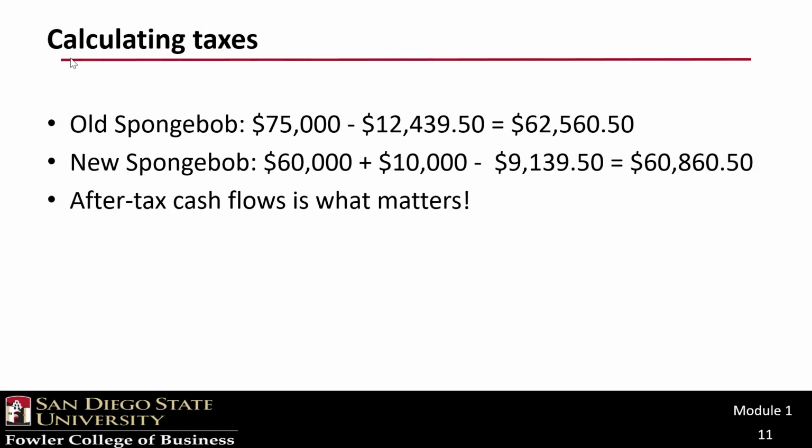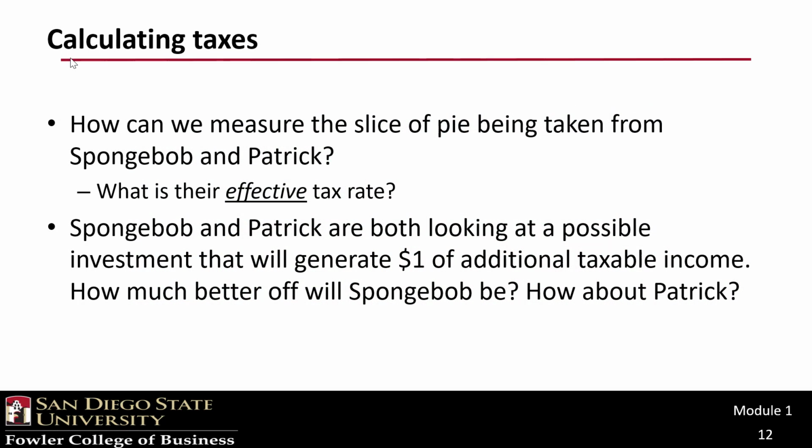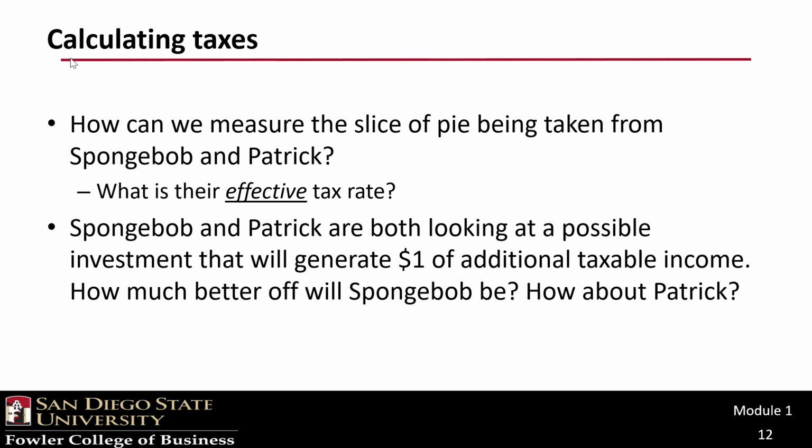So we've introduced the concept of the after-tax cash flow, and we've also introduced this very simple equation. Pre-tax minus tax is after-tax. It's all so simple. Learn it, know it, live it. So how can we measure the slice of pie being taken from SpongeBob and Patrick? We describe that as their effective tax rate. So the effective tax rate is the amount of tax divided by total income. So we can calculate that separate from the average tax rate, which was taxes divided by taxable income.